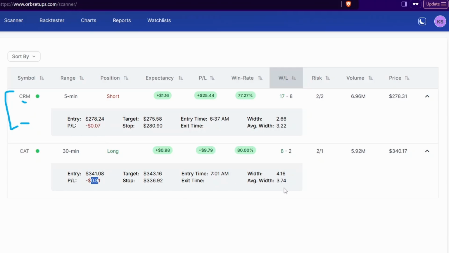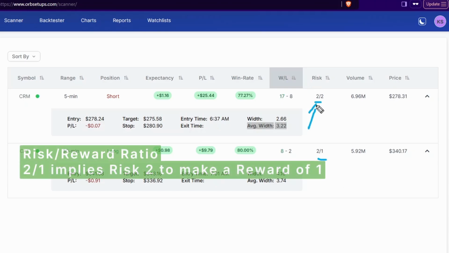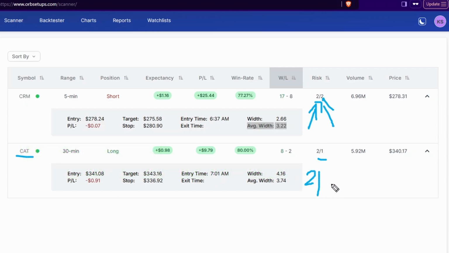We can take a look at the width. We can see that inside Caterpillar, today's width is a little bit wider than the average width, not that much different. Inside Salesforce, today's width is smaller, narrower than our average width, suggesting a little bit less risk than usual. The next thing to pay attention to is the risk to reward ratio. The first number is the amount you have to risk. The second number is the reward. So for example, in Caterpillar, we're risking 2 to make 1.